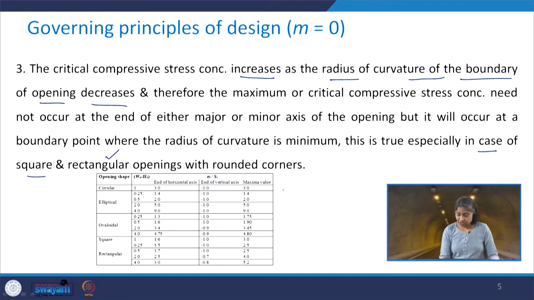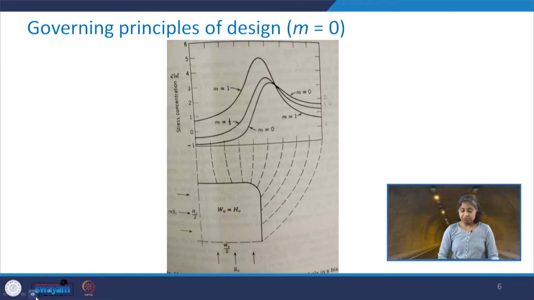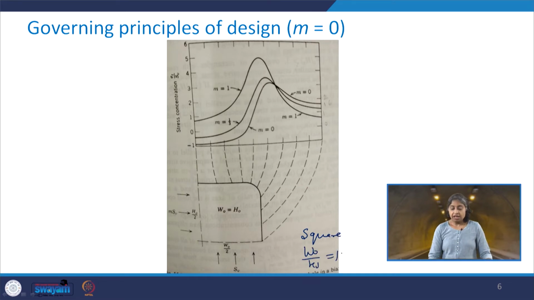Although it is also evident from this table, I will have a figure with respect to the square opening here. This is the square opening where you have W naught by H naught equal to 1. And the sides of the squares are parallel to the axes, x axis and y axis, as you can see from here.